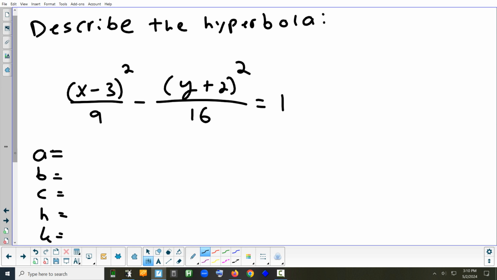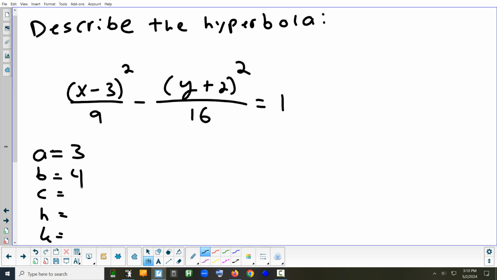All right, let's start with a. What's a in this case? 3. Yeah, when you're dealing with a hyperbola, the a and the b never switch places. A is always first. Does it ever switch places? No, not for a hyperbola. For an ellipse, a and b switch places. For a hyperbola, they don't. So a is the square root of the first number. How about b? 4. b is the square root of the second number.